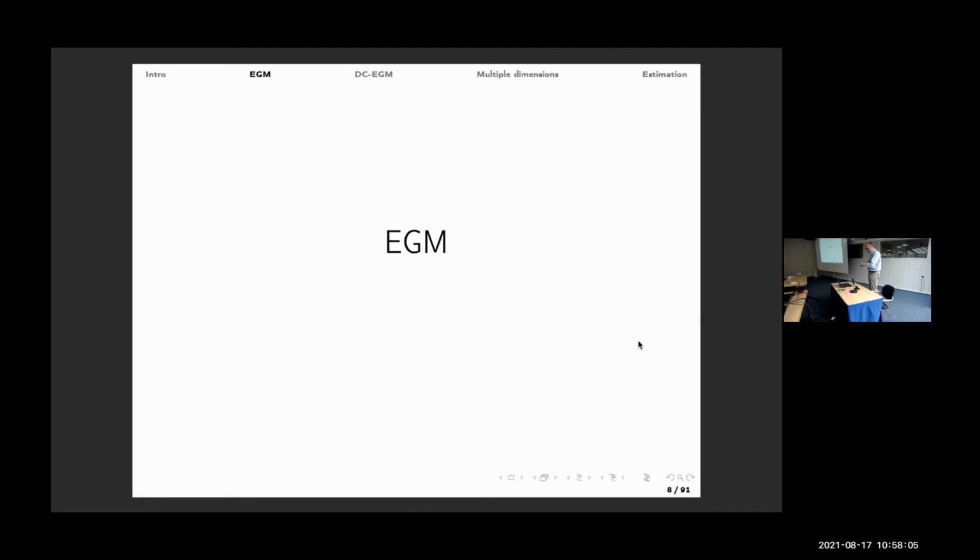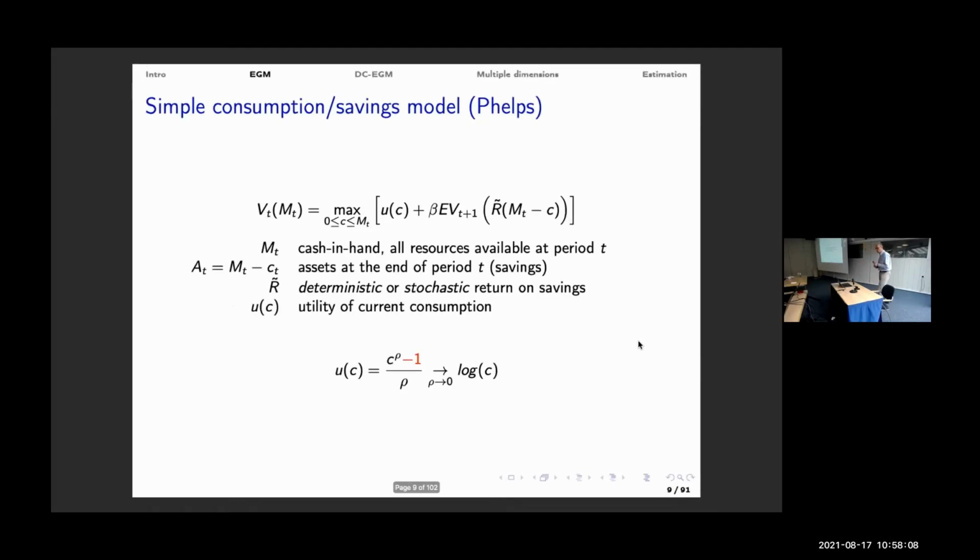So let's start with EGM. Very basic setup, and I'll try to go fast through this, but let's see how it goes. Let's look at the consumption savings model without income, right? So I want to have, potentially, stochastic returns, but let's just stay with deterministic for simplicity. So think about the cake eating problem. We have something in the beginning of the period, that's M_t. Now we consume C, which is bounded above. And let's make a notation A, that is your end of period wealth, right? So that's what's left after consumption.